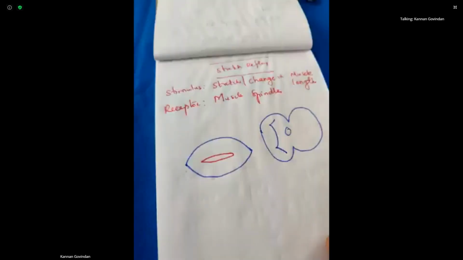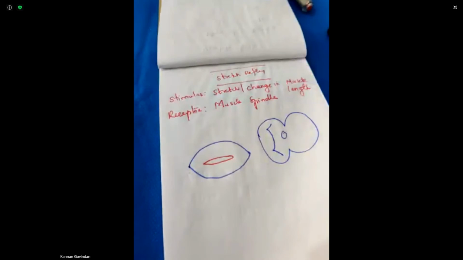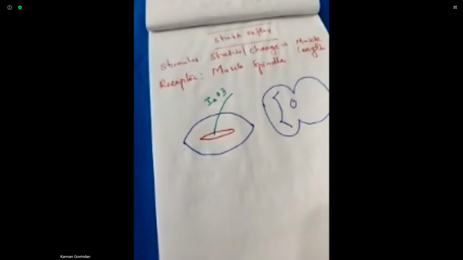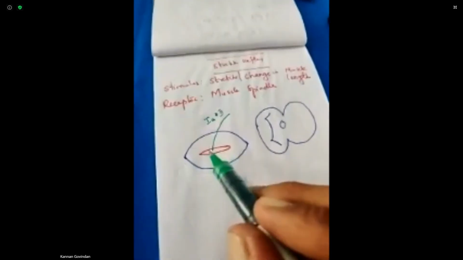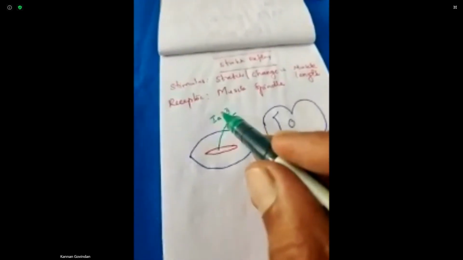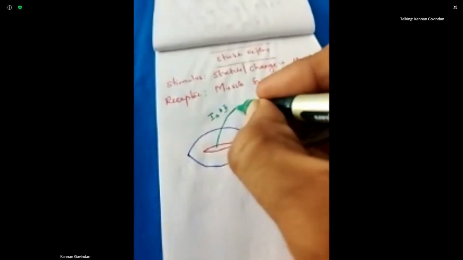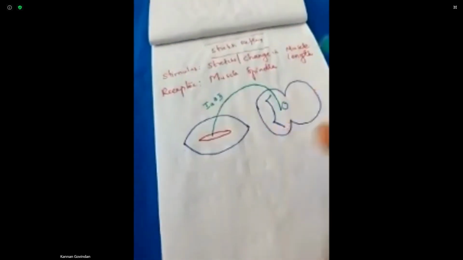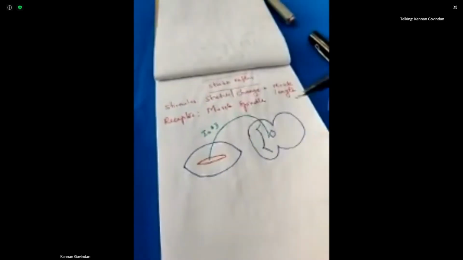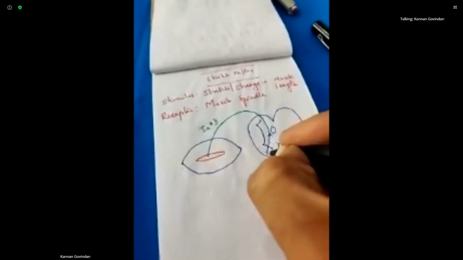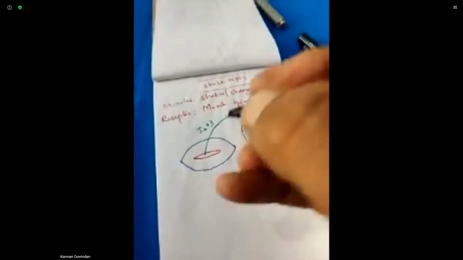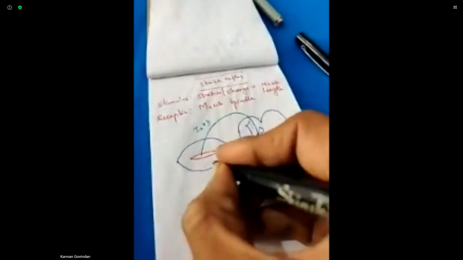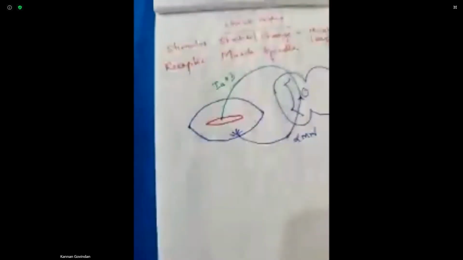Okay, whenever the muscle is stretched, muscle spindle gets activated. This will activate the type 1A and type 2 fibers. This type 1A and type 2 fibers come and end in spinal cord. In the spinal cord, it directly synapses with alpha motor neuron. This alpha motor neuron supplies the extrafusal fibers.